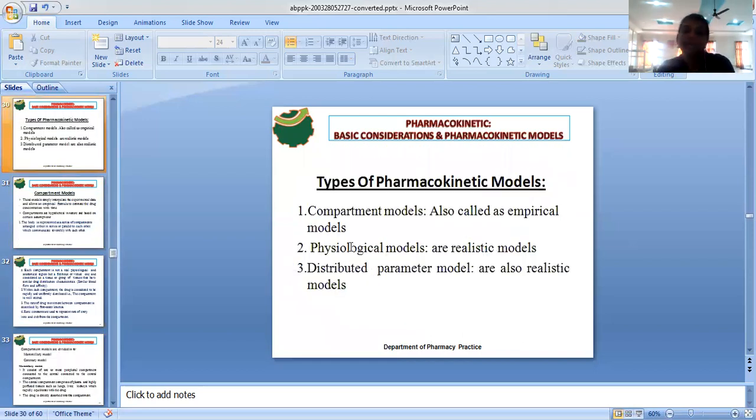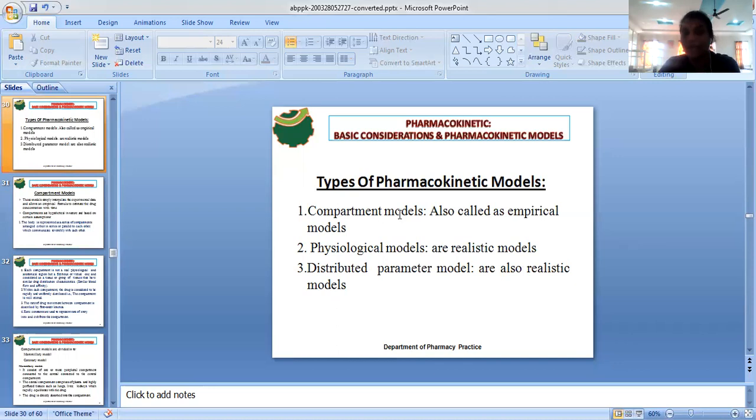And here, types of pharmacokinetic models. You may already have explained earlier, that is model approach and model independent approach. Now coming to the complete explanation of the model approach. It can be explained under three categories: the compartment model, physiological model, and distributed parameter model. Here, how can you differentiate one model from another? What is the basic difference?